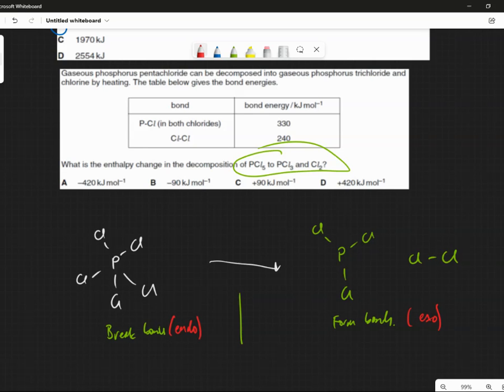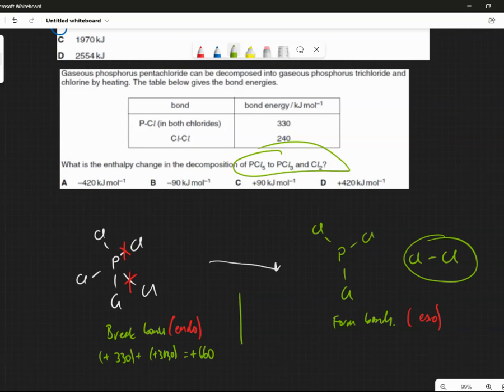So which ones am I breaking? As you can see, I'm breaking two, one of those and one of those. Why am I only breaking two? Because I end up with PCl3. I could break all five and form three, but that's the same as just breaking two. Breaking one of those costs me 330, and breaking the other costs 330. So to break those two bonds, I have to put 660 in, so that's plus.